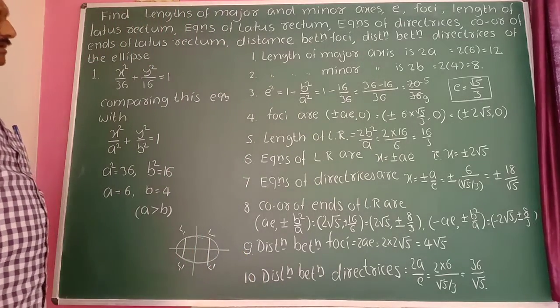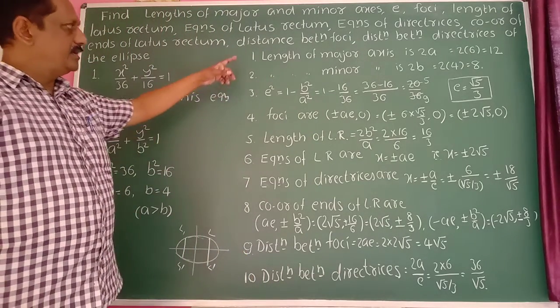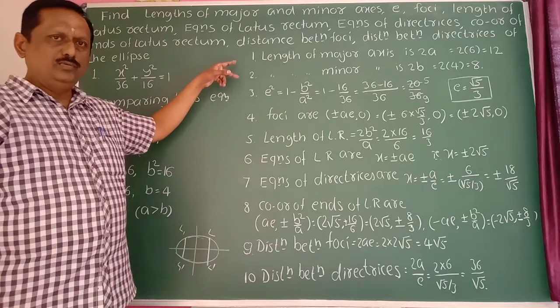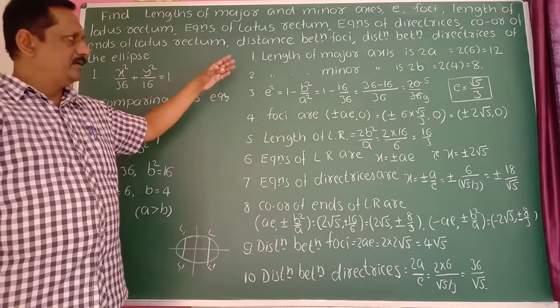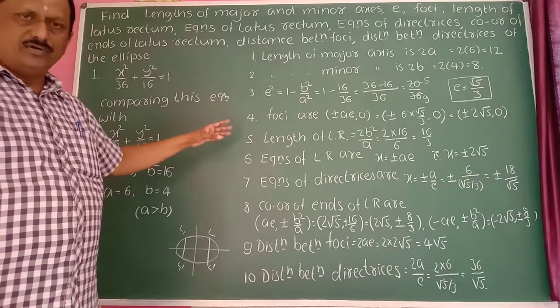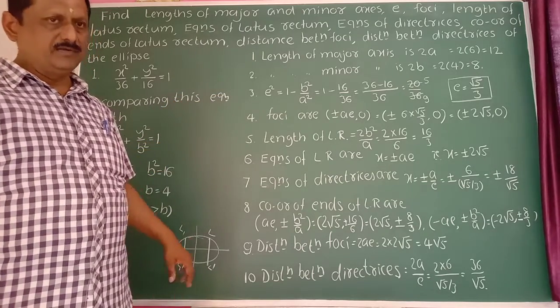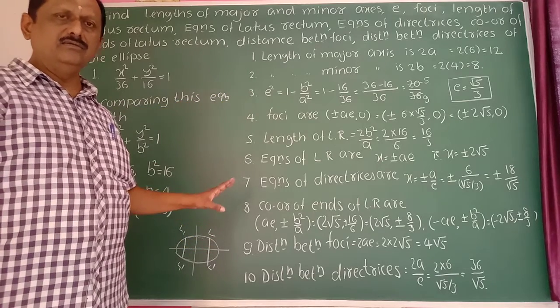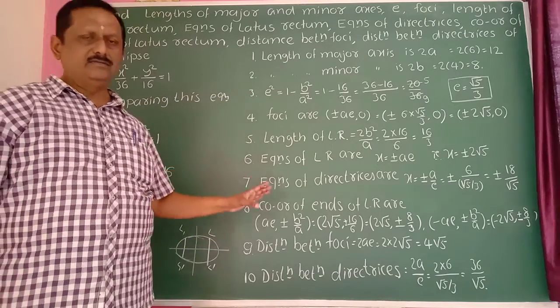So therefore, in the examination they may ask any 1 for 1 mark, any 2 for 2 marks, and any 4 for the 4 marks. Therefore you should know all the formulas. You should know all the formulas, then only you can write each and every thing here.